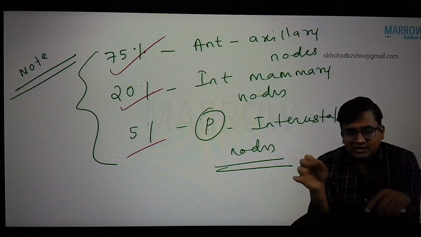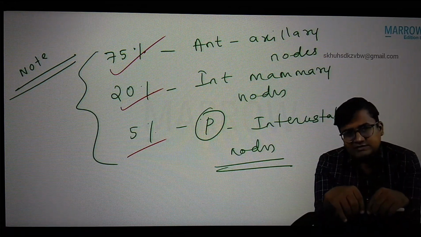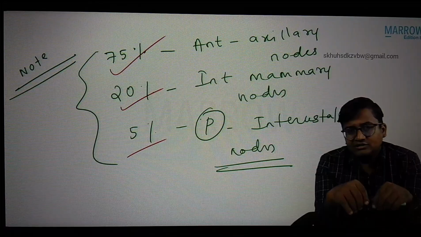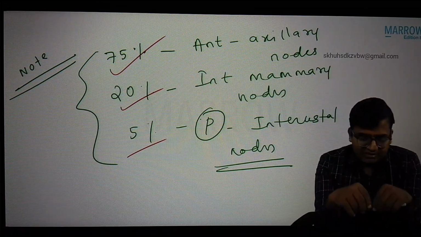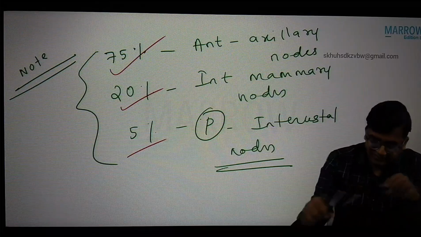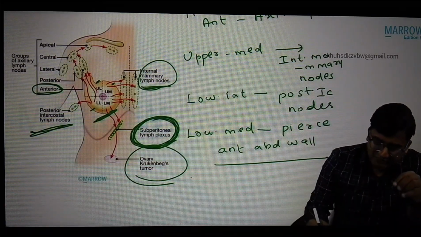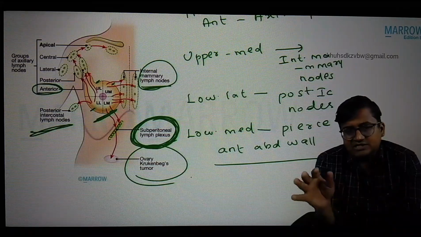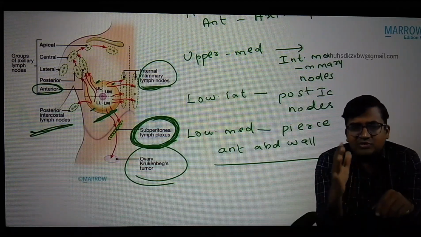Very few go to the subperitoneal lymphatic plexus. If carcinoma occurs in that region, it will spread to the subperitoneal lymphatic plexus, and in turn to the abdominal and pelvic viscera. That's all about the lymphatic drainage of the breast, and now we are completing the breast and mammary gland module. This is a very important topic, so you may get many questions, either theory or entrance questions, from it.